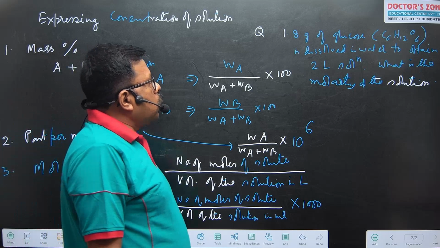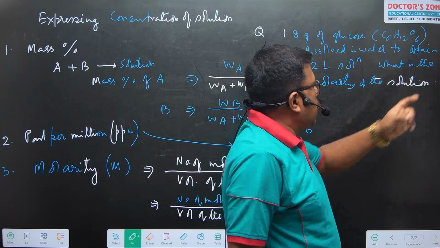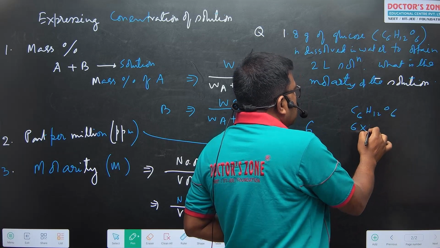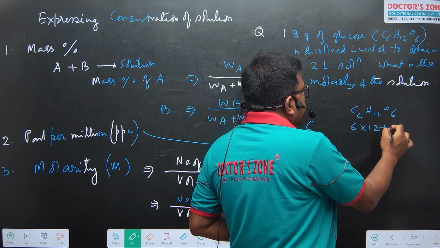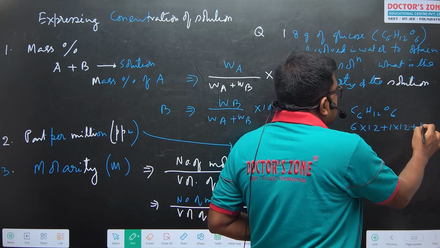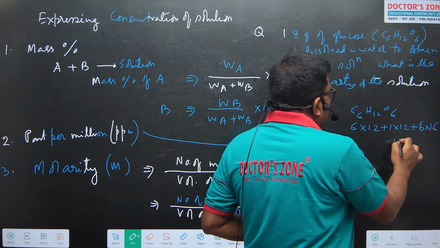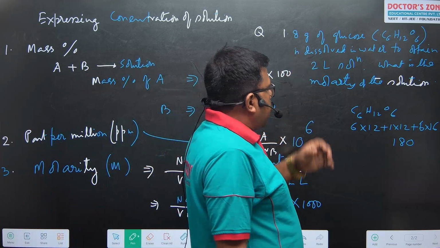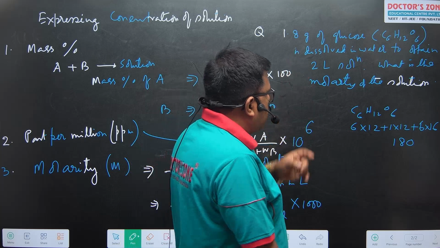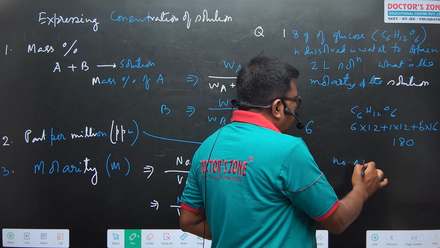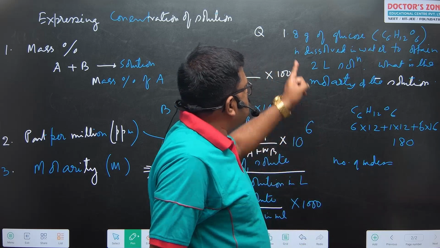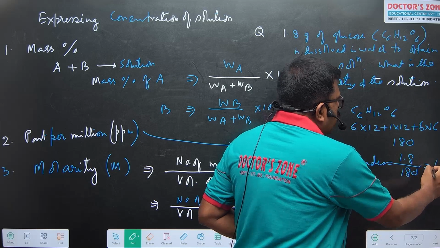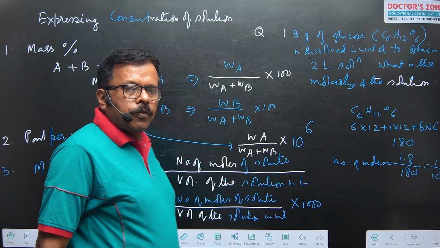So first of all, तुमको इसका molecular mass निकालना है. C6H12O6 तुमको पता है, 6 into 12 plus 1 into 12 plus 6 into 16, you will get 180. So 180 is the molar mass of glucose. तो तुमको पहले फिर क्या करना पड़ेगा, नंबर ऑफ मोल्स निकालना पड़ेगा. नंबर ऑफ मोल्स, number of moles is given mass by molar mass. तो ये 1/10 हो गया नंबर ऑफ मोल्स.